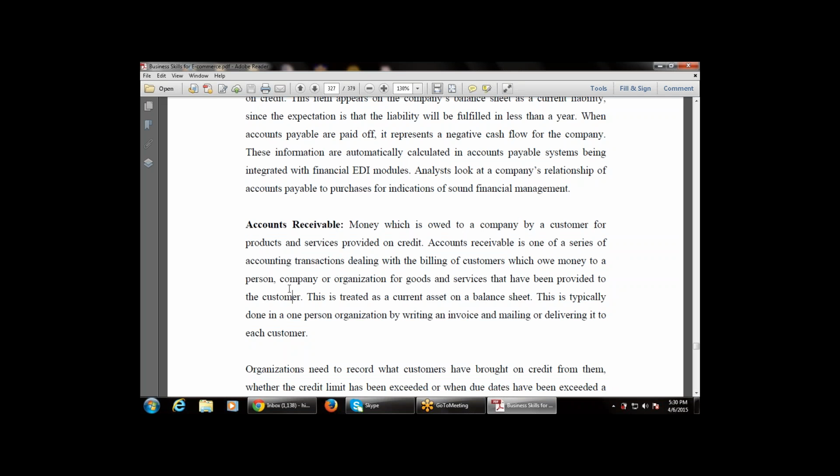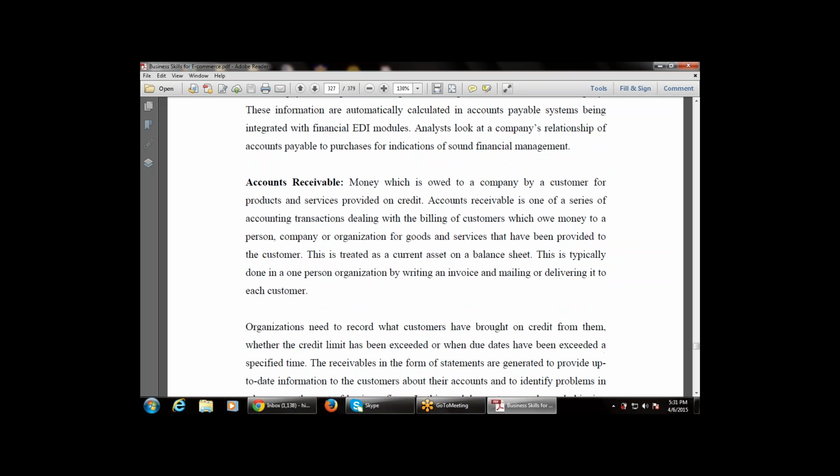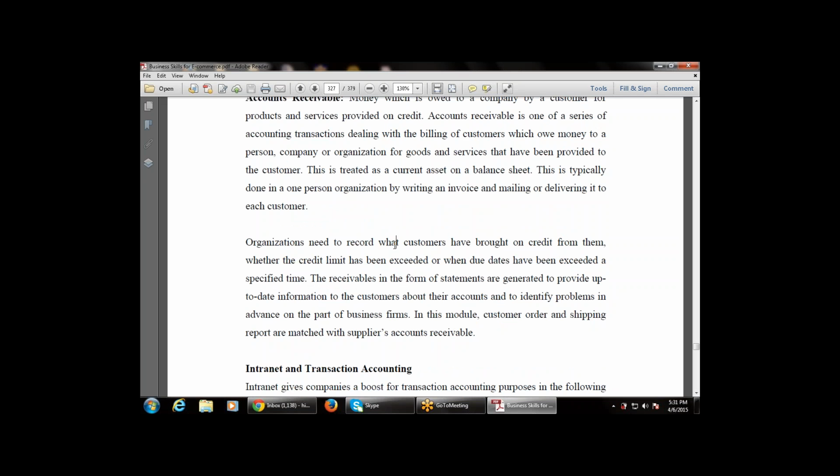A series of accounting transactions means a sequence of various transactions that deal with billing of customers that owe money to a person, company or organization for products and services. This is treated as a current asset on a balance sheet. That is, whatever amount is to be received is treated as a current asset on a balance sheet. Organizations need to record what customers have bought on credit from them, whether the credit limit has been exceeded, or whether the due date has been exceeded by a specific time.